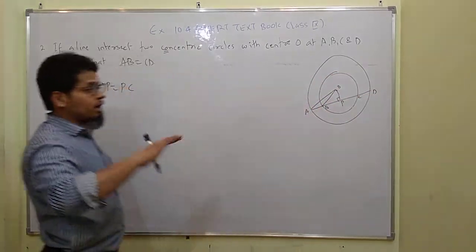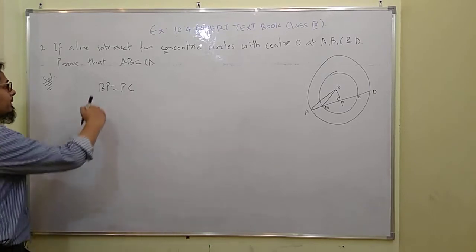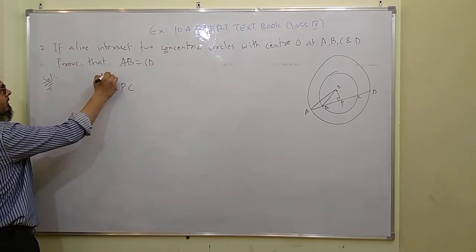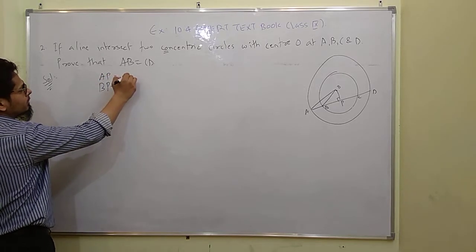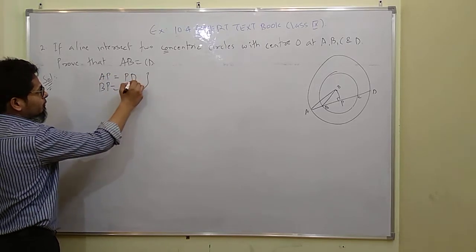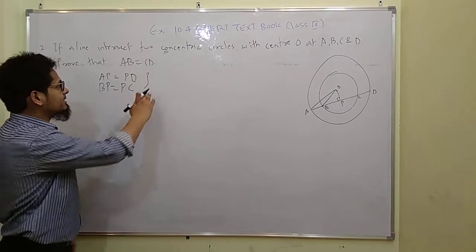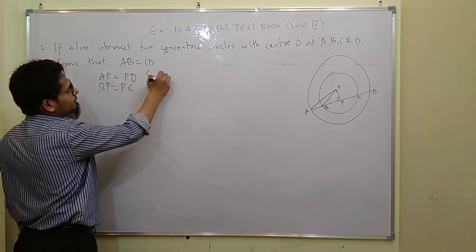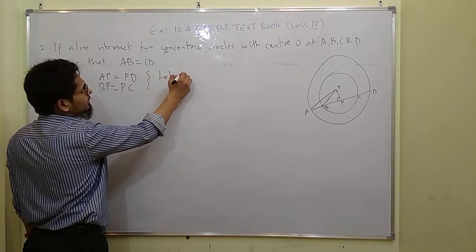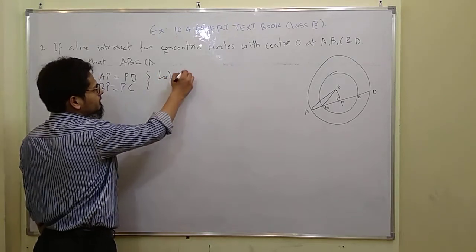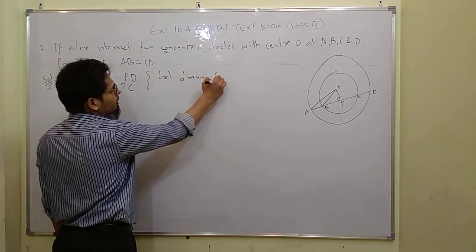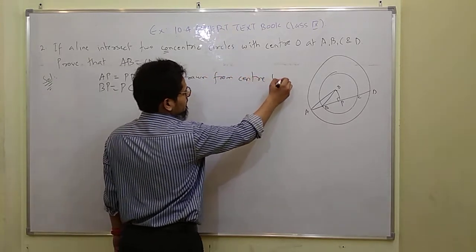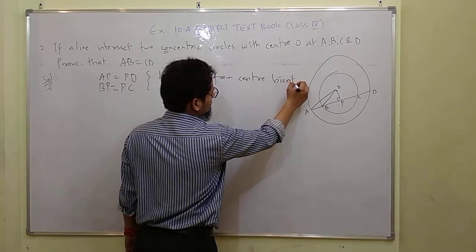So for our convenience, I will write BP first and this one later. So right here before it, AP is equal to PD, right? And for both the statements, the reasons are the same, and the reason is perpendicular drawn from center bisects the chord, right? Bisects the chord.